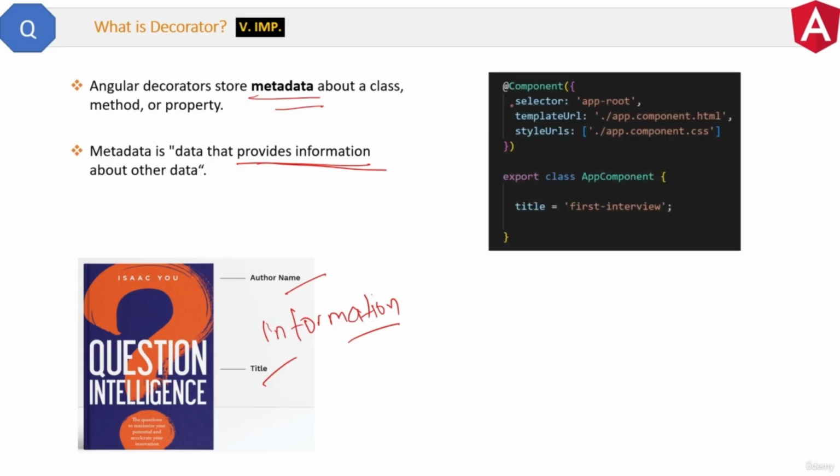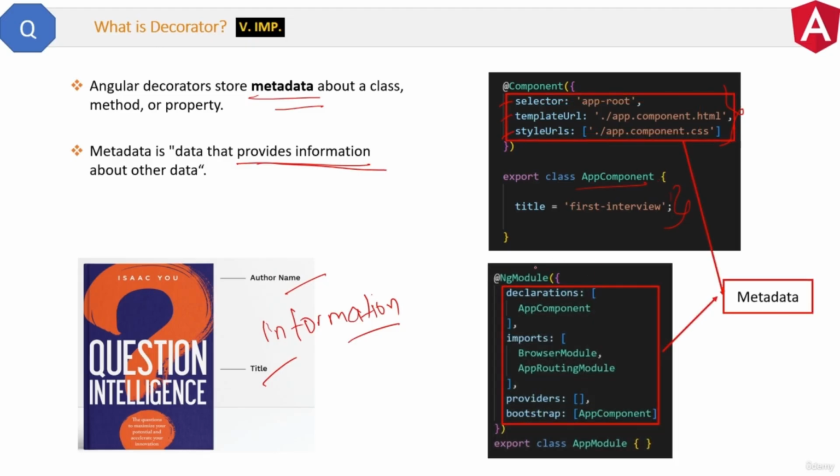Now the main logic and data of this component will be inside this class, the app component class, right? But the information like selector is metadata. Similarly, template URL and style URLs will be the metadata. So the decorator stores all the metadata of the component. Similarly, in the module case, it is the @NgModule decorator which stores all the metadata like declarations, imports, providers, bootstrap. I hope now you understand what is metadata and what is a decorator.